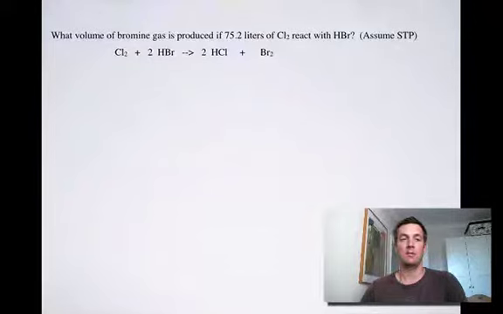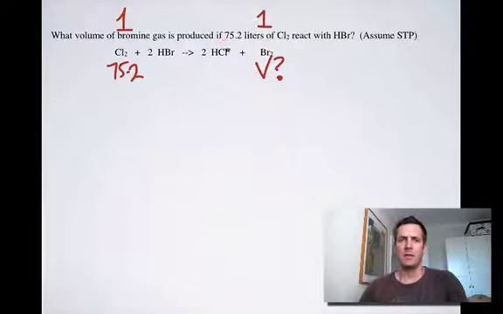And here is: what volume of bromine gas is produced if 75.2 litres of chlorine react with HBr? Assume STP. Now, what do we know about gases at STP? We know that their molar volume is 22.71. So it doesn't matter what gas we've got, its molar volume, or the volume of 1 mole at this temperature and pressure, will be 22.71. We're told we've got 75.2 litres of that, and we're asked to find what volume of that will be. Let's have a look at the mole ratio here. It's 1 to 1.